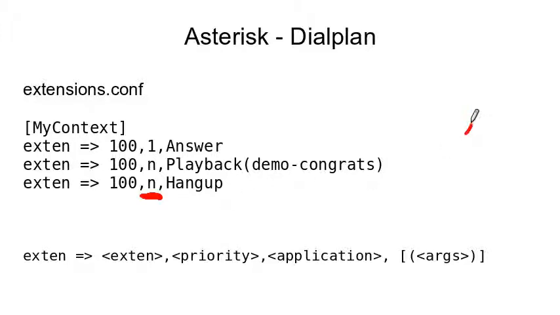You always have to define the first line with priority number 1. But what about next lines? Instead of writing 2, 3, 4 and so on, you can just use the letter n, which means next. So it just increases the priority of the extension. And the last parameter is an application.